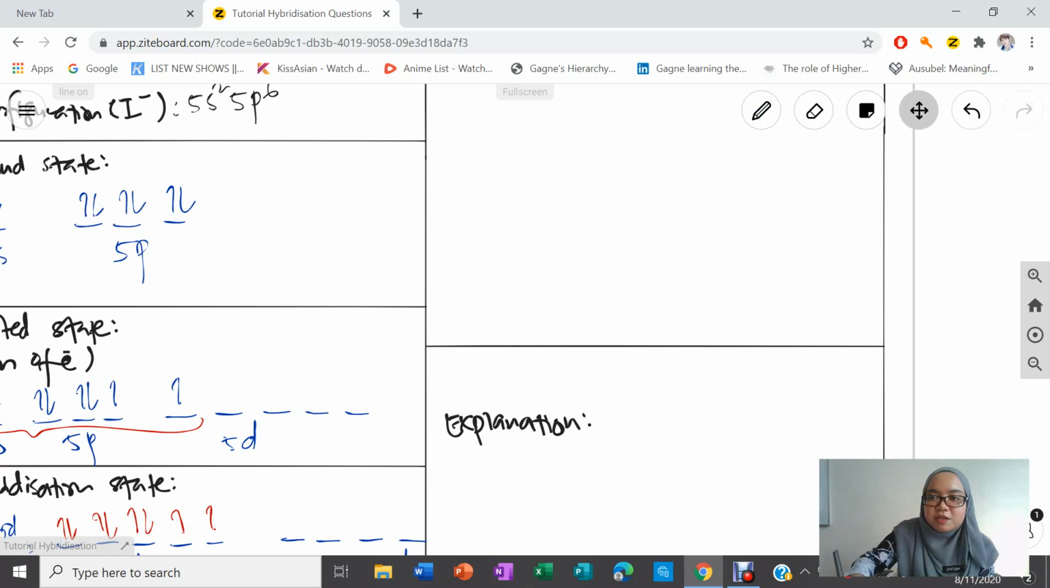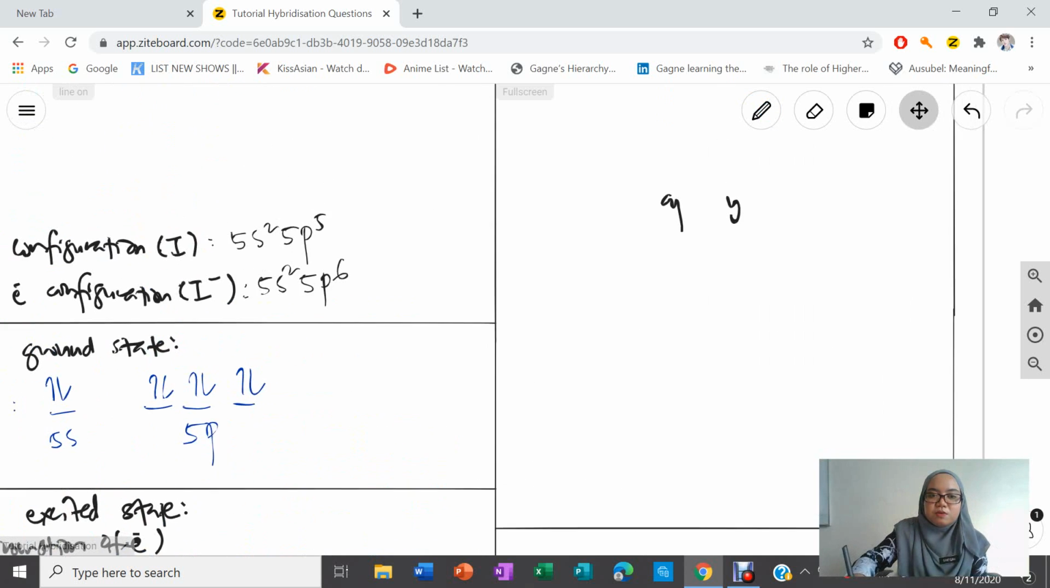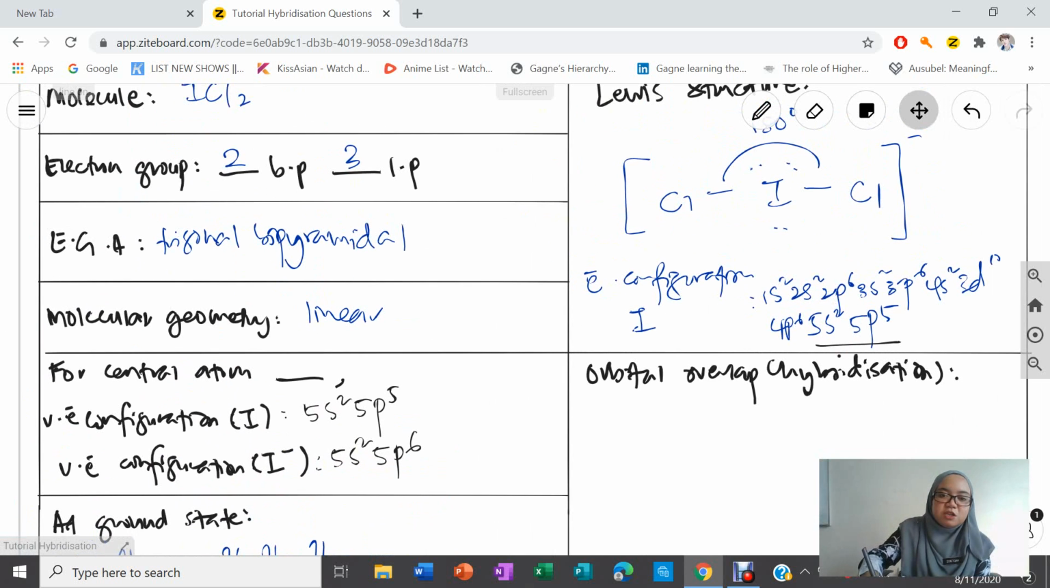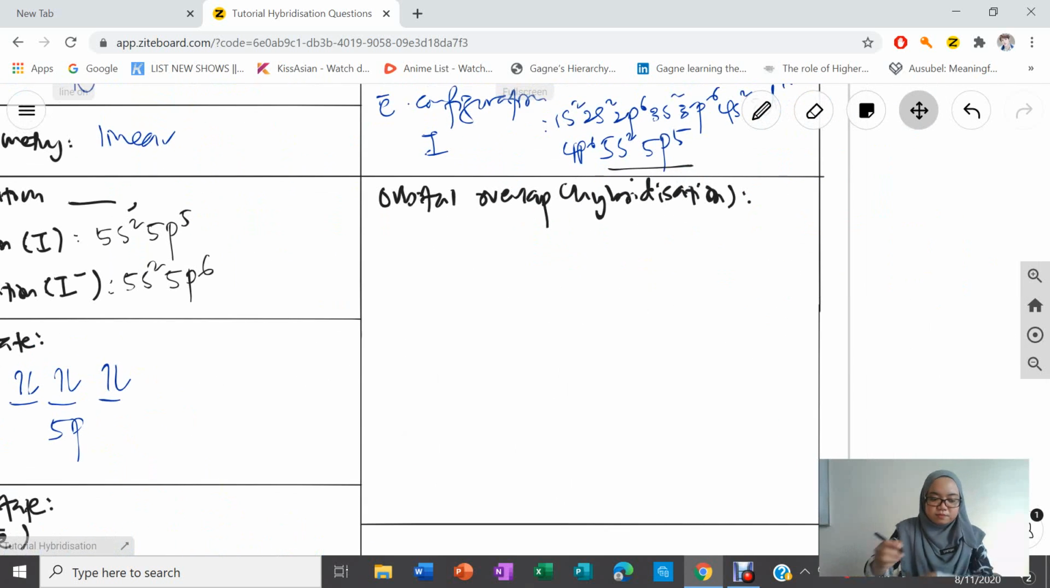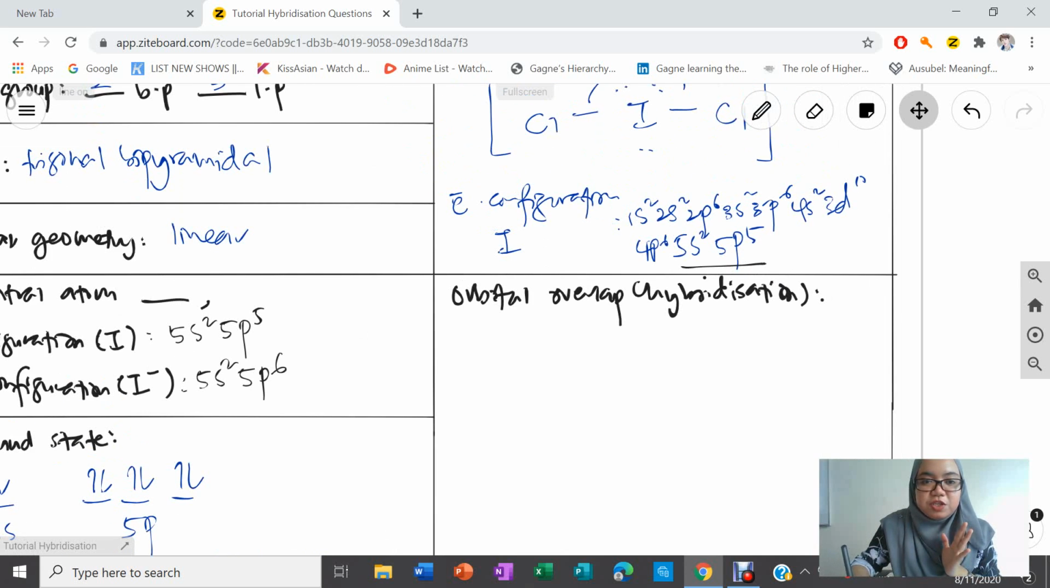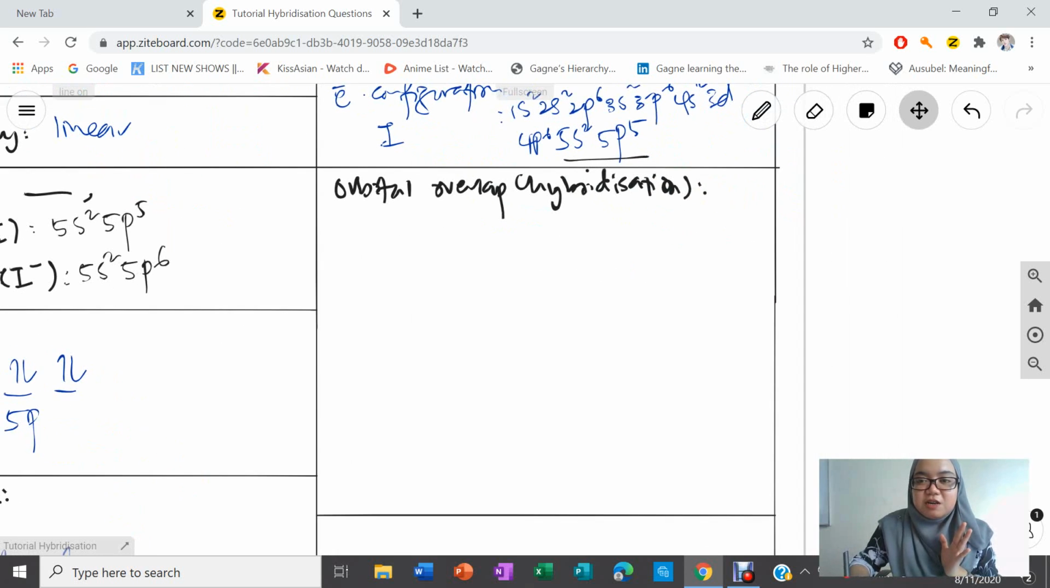To draw the orbital overlapping, according to the molecular geometry, its shape is linear. It is sp3d, but we draw it according to its electron group arrangement, trigonal bipyramidal, but its shape is linear. Okay, do you understand? So we draw trigonal bipyramidal.